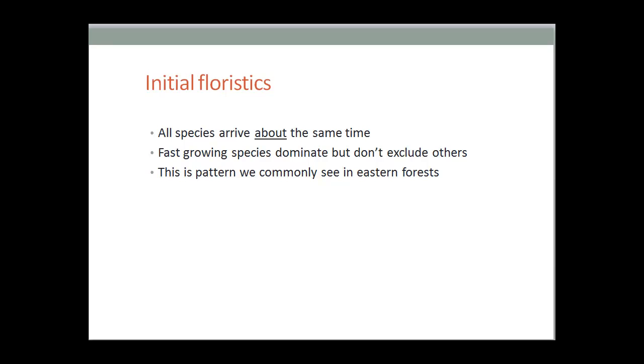The key features here: all these species arrive about the same time. The fast-growing species dominate, but they don't exclude other species. And this is the pattern that we'll typically see in our eastern forests. If we were to have done a thorough inventory of the clear-cut we visited at the Arnot Forest, we would have seen early successional species and later successional species. And the species that are present there are the species that will remain present. There are not going to be new species in any significant way dominating the site. You may get an occasional species that comes in, but they're not going to dominate the site based on this model.